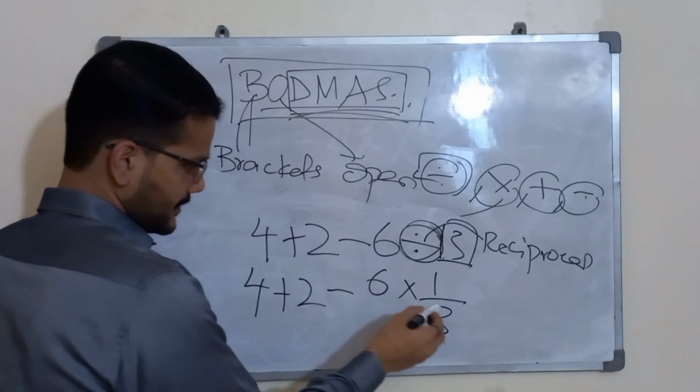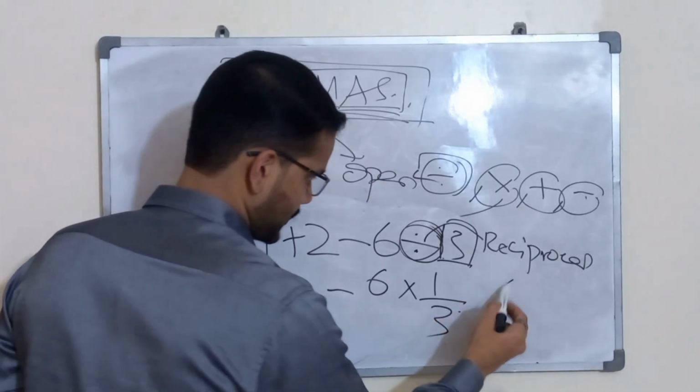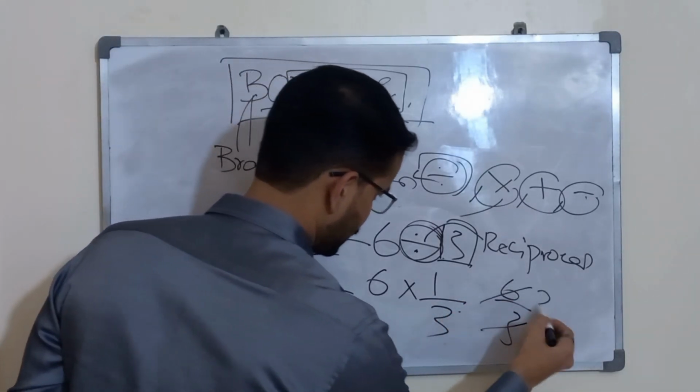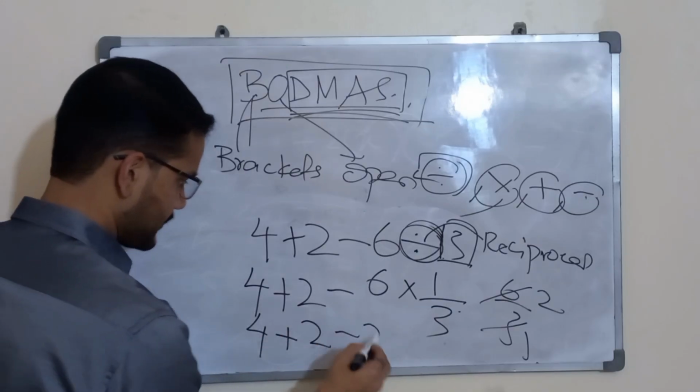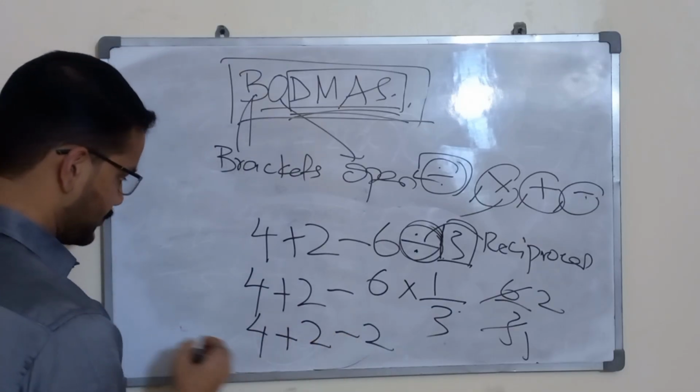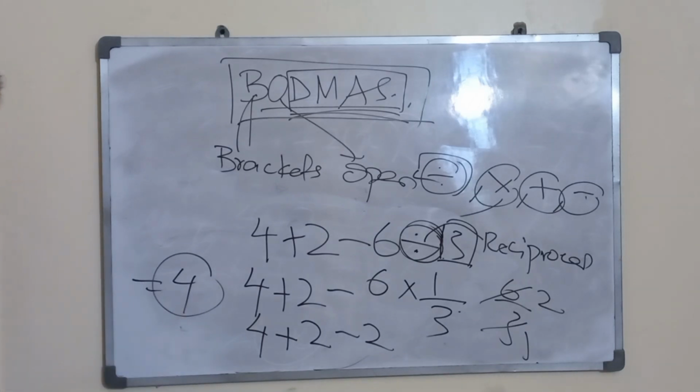Alright, so 6 multiplied by 1 over 3 is what? 6 divided by 3. We have 3 1s are 3, 3 2s are 6. So our result over here is 2. 4 plus 2 minus 2, which gives 4 plus 2, 6. 6 minus 2 is 4. 4 is our remaining answer.